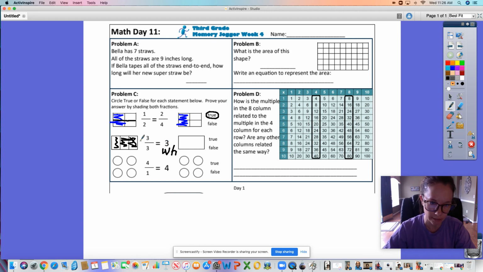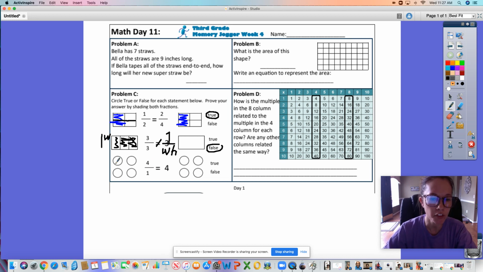Well, I disagree here because when I look at this picture, I've really only shaded 1 whole pizza here. So 1 whole is not the same as 3 wholes. So this statement would be false. In order for this to be a true statement, this number would need to actually be the number 1. And that would make it true.